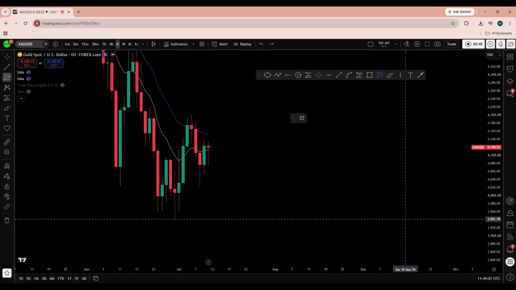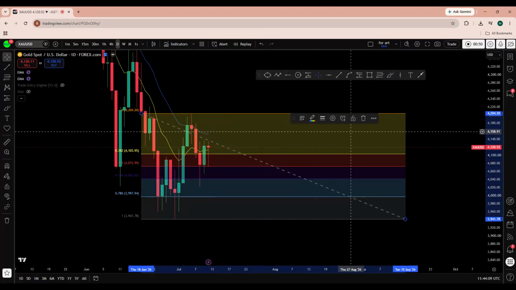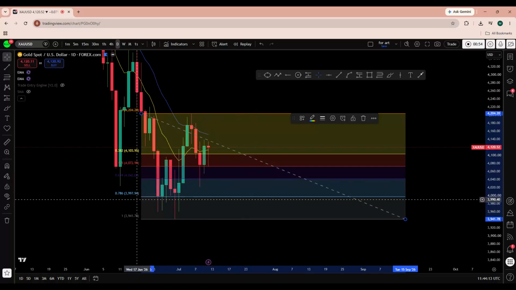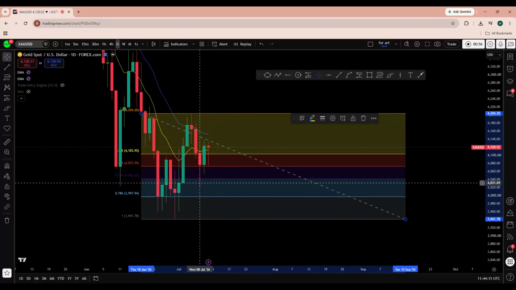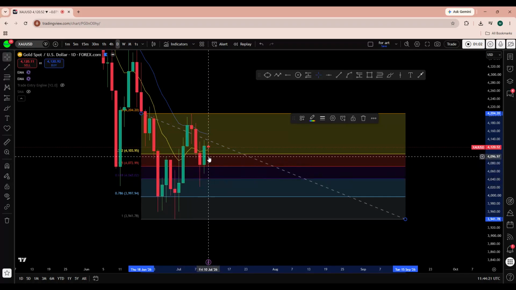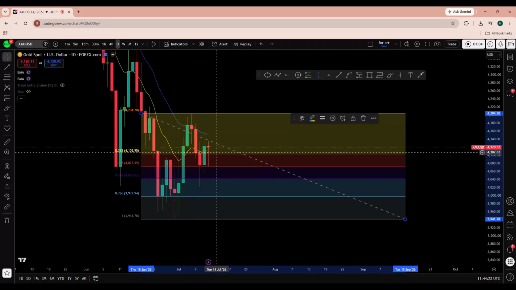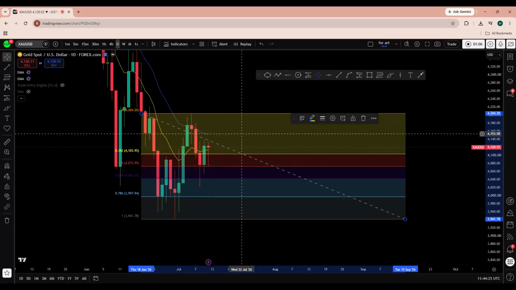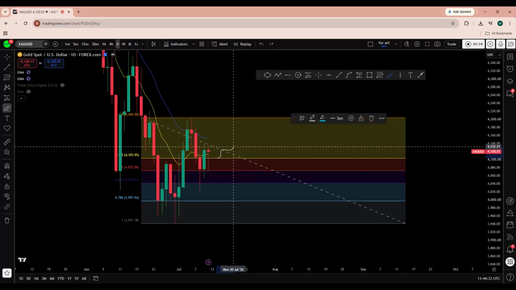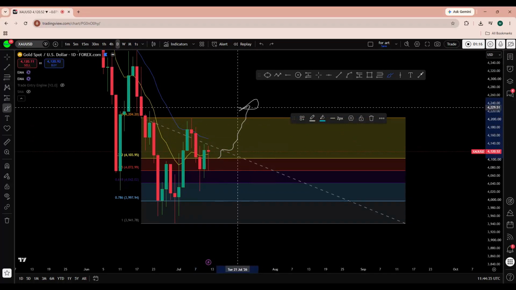Now that pullback on gold has created almost a golden ratio. If you look at Fibonacci from this low to the high, you can see the market tested this 61.8% Fibonacci. And after retesting this 61.8%, the market has just closed above the 38.2% Fibonacci pullback, which is showing that the market is in fact now slowly pushing higher here.